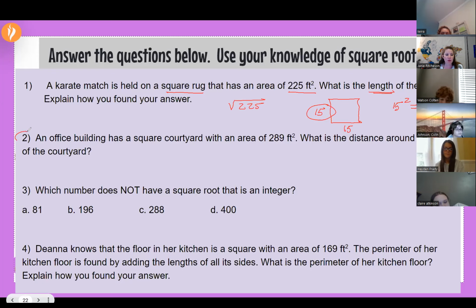All right, let's read number 2 carefully. An office building has a square courtyard with an area of 289 feet squared. And you know, area is always your dimensions squared, right? So don't let that fool you. What is the distance around the edge of the courtyard?